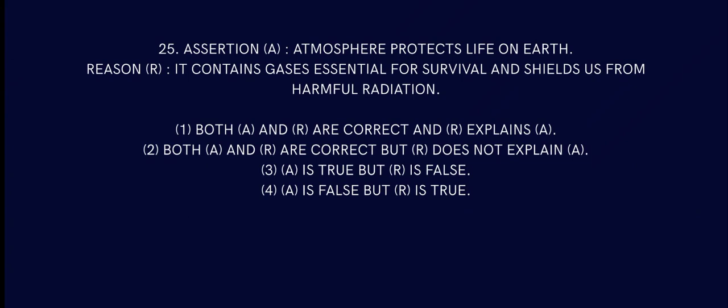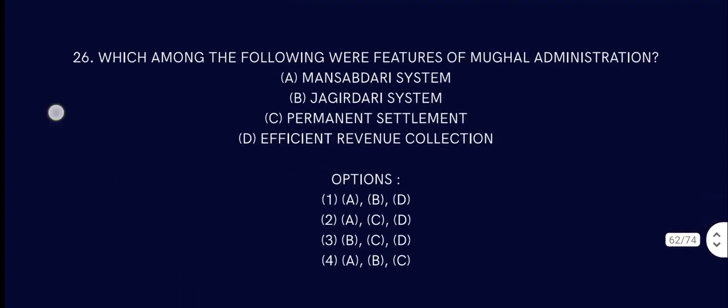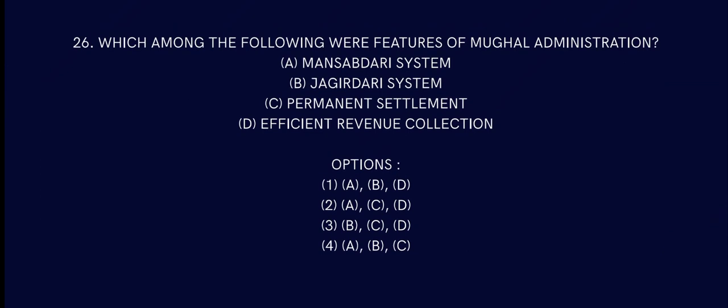Question number 25. Assertion: the atmosphere protects life on Earth. That is correct. It contains gases essential for survival and shields us from harmful radiation. That is also correct. The answer is both A and B are correct and B explains A.